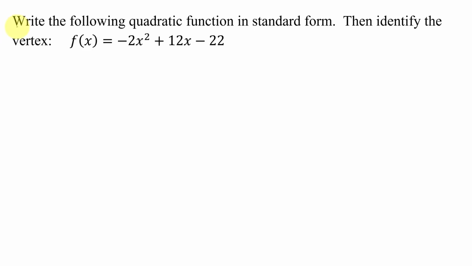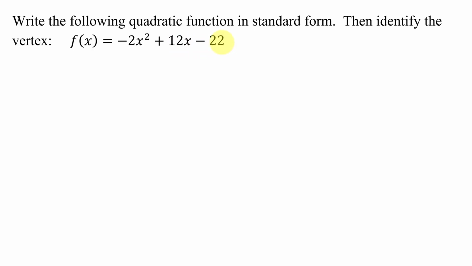In this example, I need to write the following quadratic function in standard form. Then I need to identify the vertex. The function is f of x equals negative 2x squared plus 12x minus 22.